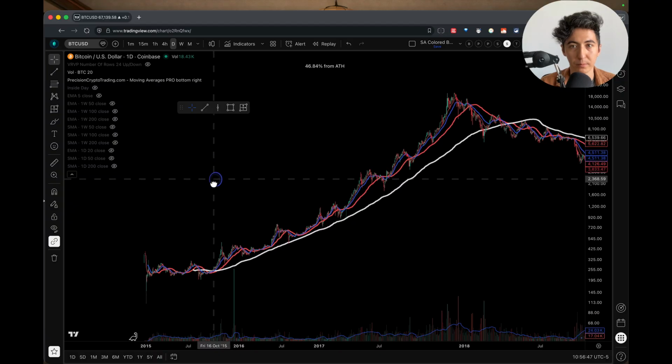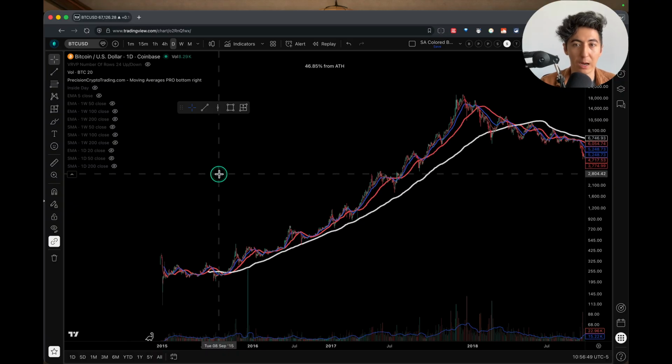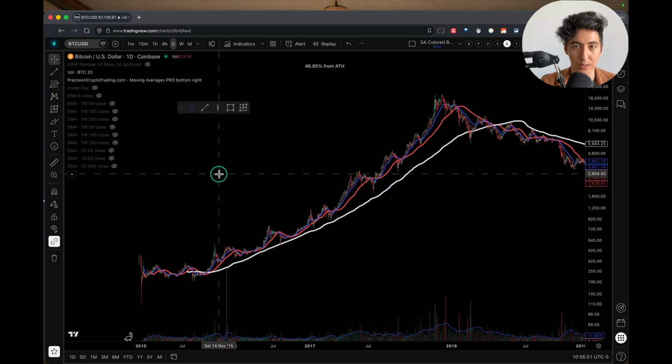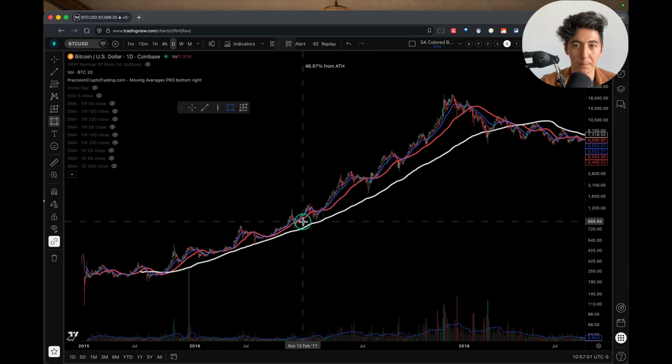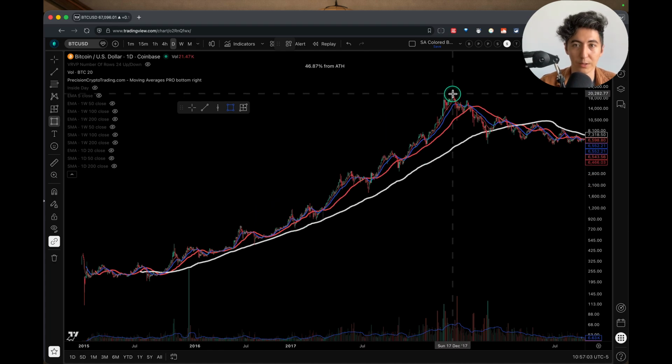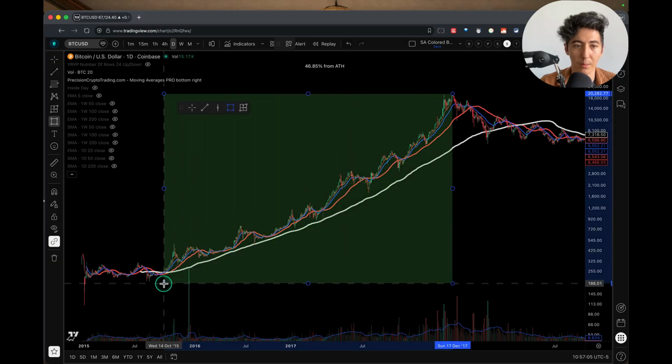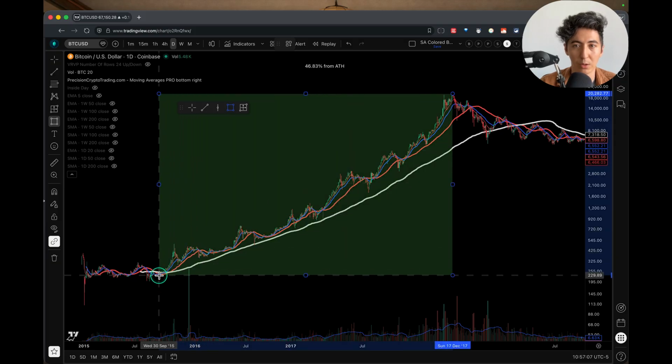The way that I like to do this first is I do a quick rough rectangle, just to tell me, based on what I'm seeing, where I believe the stage 2 uptrend could be. If you just look at the chart here, you can see this is the top, that's the bottom, and they're all above the moving average. So I'm going to call this stage 2.